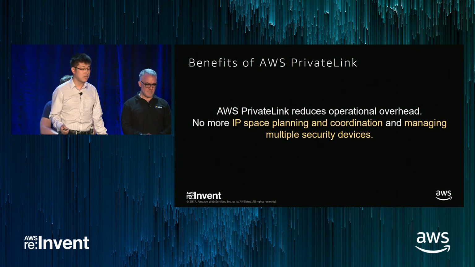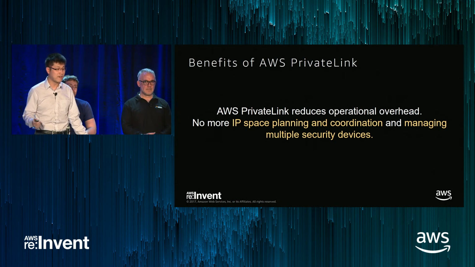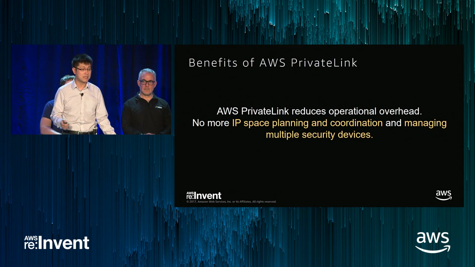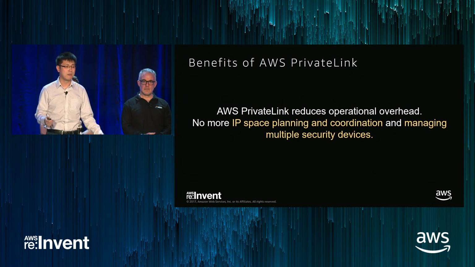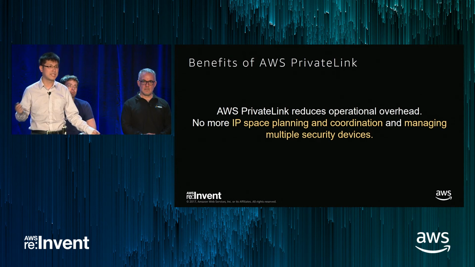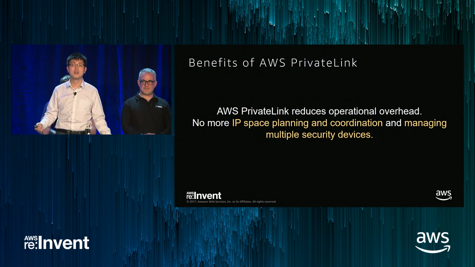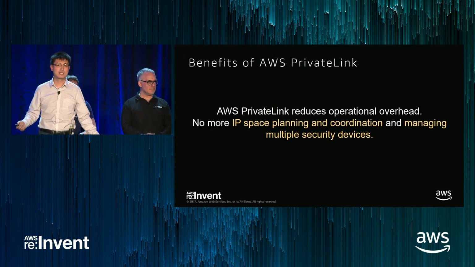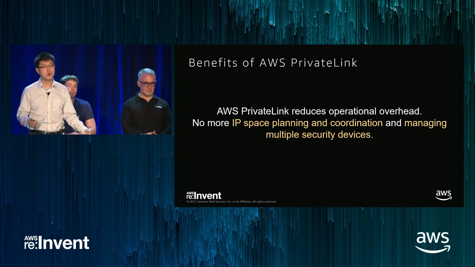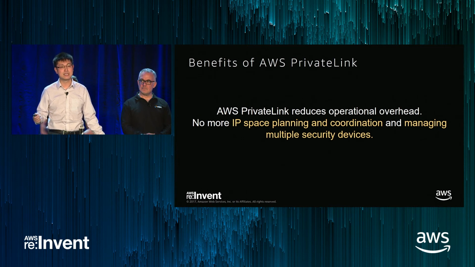As we mentioned before, AWS PrivateLink reduces your operational overhead. Now you don't have to worry about overlapping IP space and the planning and coordination among different teams, and you don't have to go through the internet and manage various security devices, such as firewalls, NAT, and proxy fleets. With PrivateLink, you just reach the endpoints in your VPC and have no worry about anything else after that.